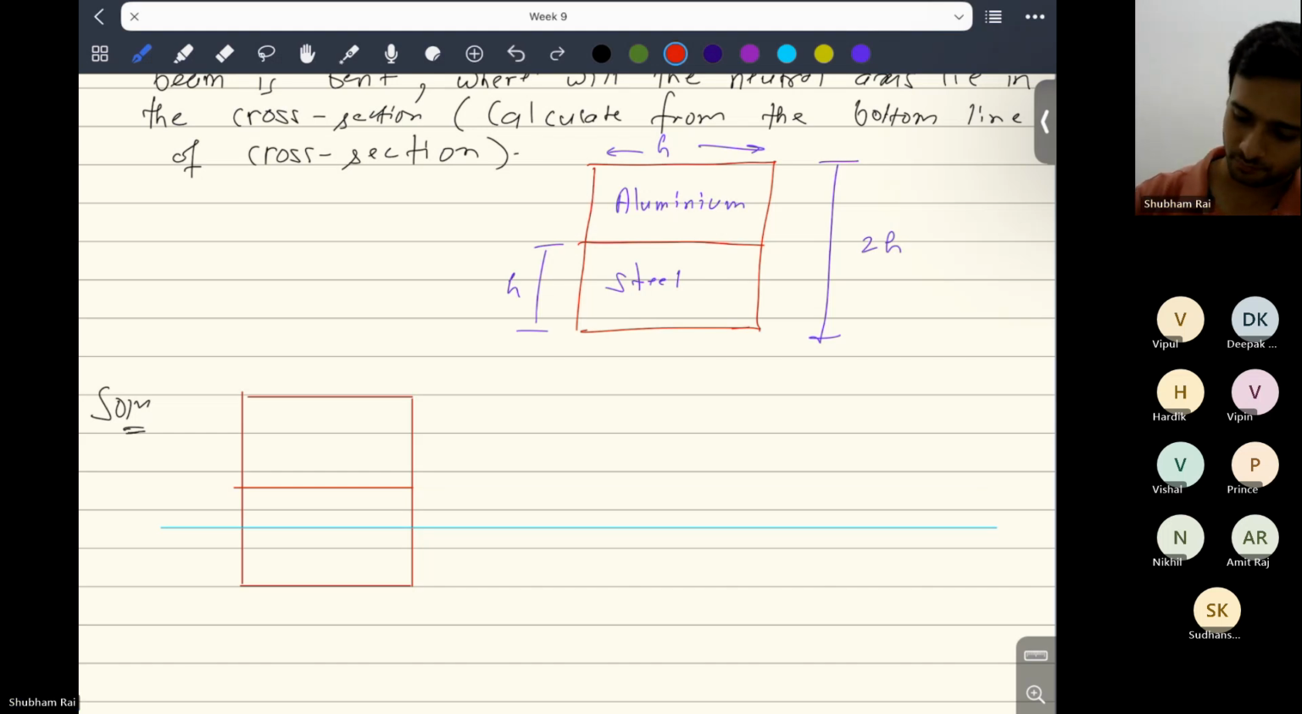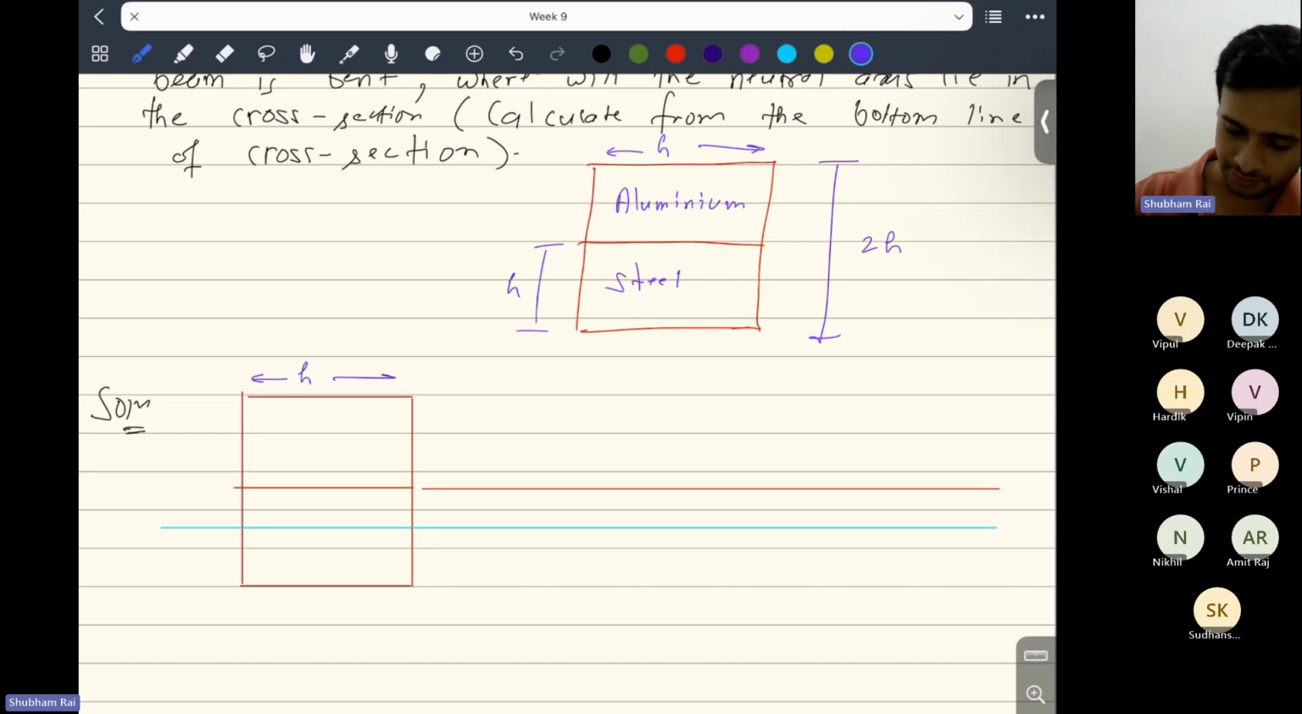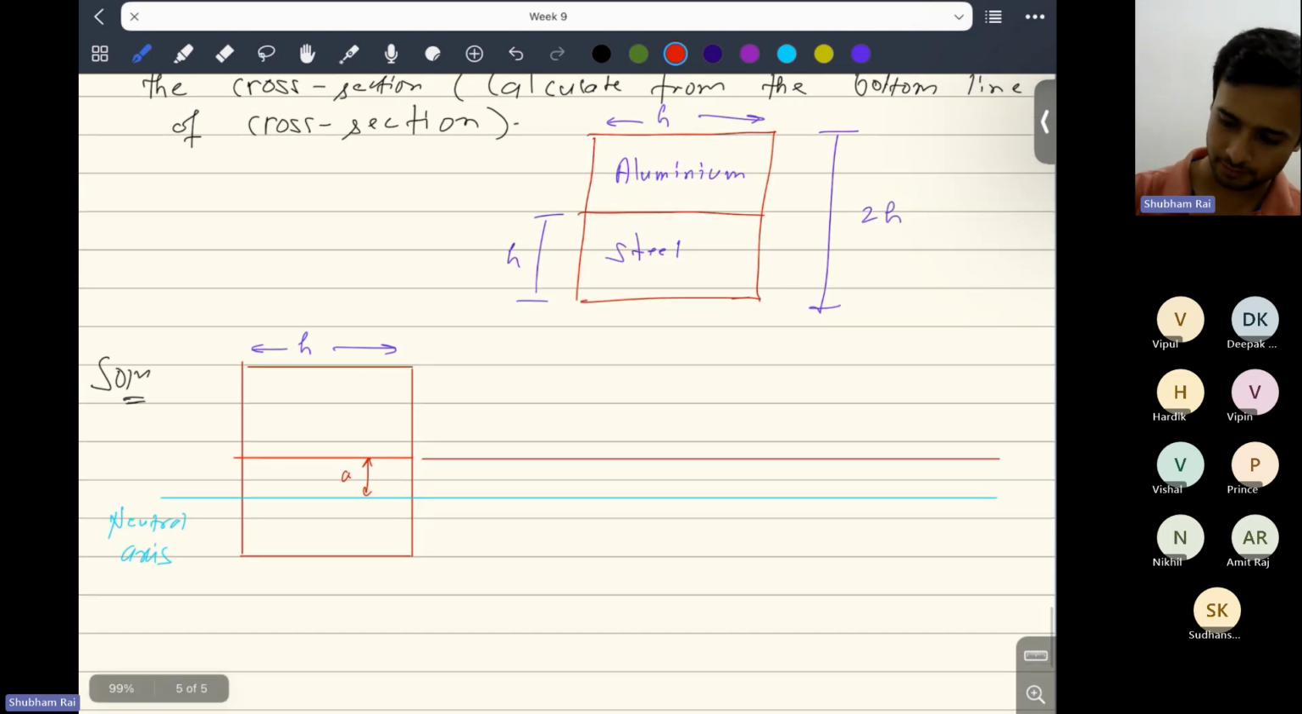Obviously these dimensions I have already written. Let me write again: this is h, and this is 2h only. Let me also write that this is the neutral axis, and I'm assuming that it is at a distance of a from the center. This is steel, and this is aluminum.